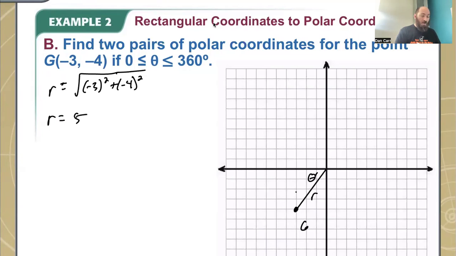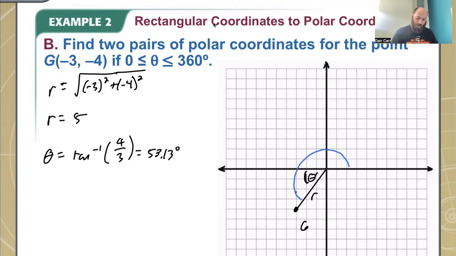If I do that, r just comes out to 5. Theta is equal to the inverse tangent of y over x. That's the inverse tangent of 4 over 3, which comes out to a reference angle of 53.13 degrees. Now remember, that's what the angle is right here. So I need to figure out where it is in terms of going all the way around this way. That is going to equal 180 plus 53.13, which gives me 233.13 degrees.